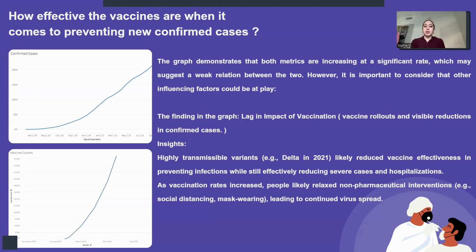One of the insights that we can take from the graph is that there are highly transmissible variants. For example, Delta in 2021 likely reduced vaccine effectiveness in preventing infection while still effectively reducing severe cases and hospitalizations. As the vaccination rates increased, more people started to become more relaxed and started to disregard the importance of social distancing, mask wearing, and other non-pharmaceutical interventions, leading to continued virus spread. Now I'll be passing the floor on to Fadlan.